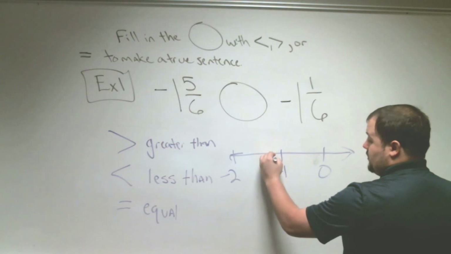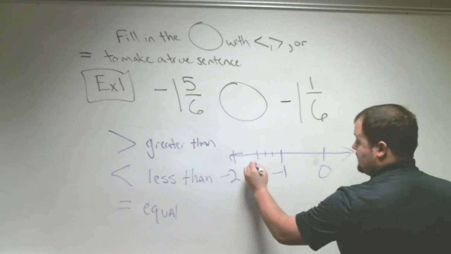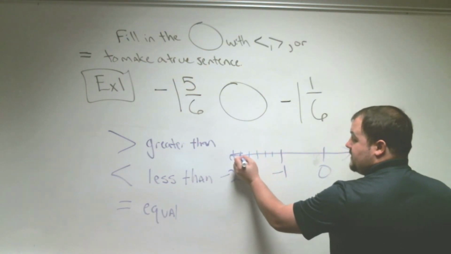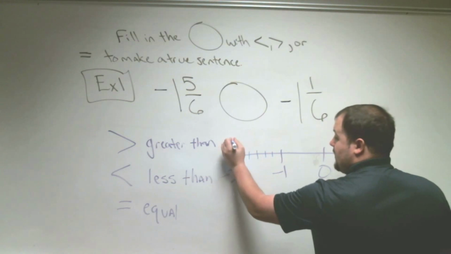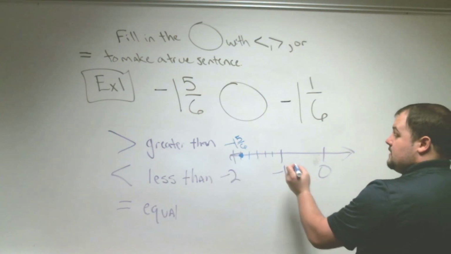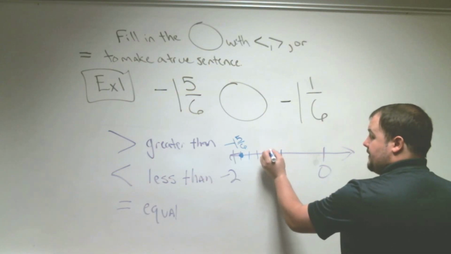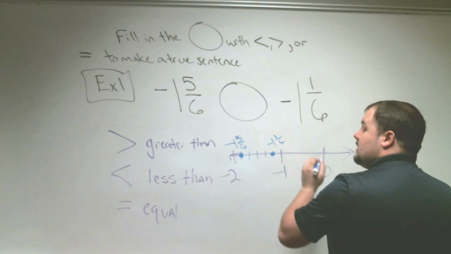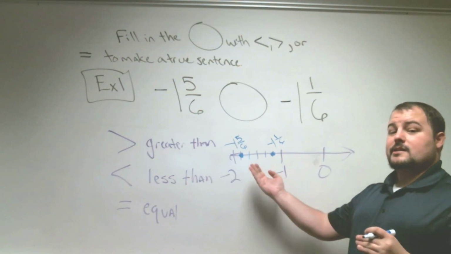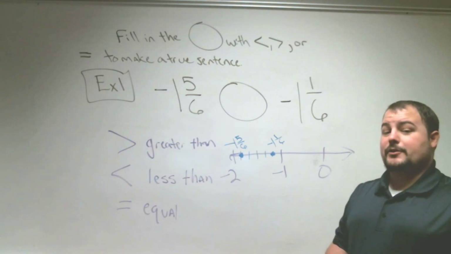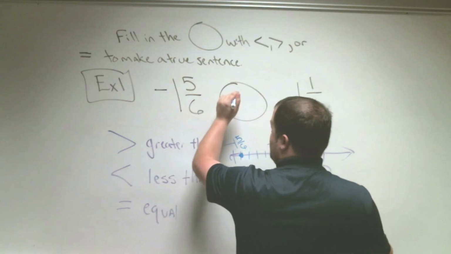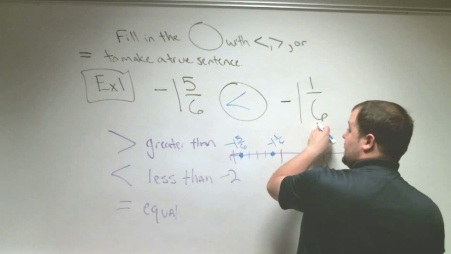Because if we look at this, -1 and 5/6. Well, here's -1, 1/6, 2/6, 3/6, 4/6, 5/6. So -1 and 5/6 is all the way back here. But -1 and 1/6 is all the way up here. Now, which one is bigger? In this case, since -1 and 1/6 is closer to 0, it's actually the bigger number. Since it's bigger, we're going to say that this number is less than this number.